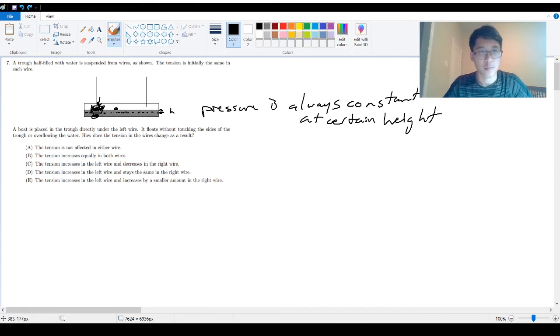Sorry, I meant to draw. If the pressure right here is different from the pressure right here, then the water will just flow in this direction and equilibrate the pressures. So what this means is that at this height also, the pressure is the same. That means the weight added here is adding the same amount of weight, evenly distributed along the entire bottom of this container. Thus, for the two wires, the tension increases the same.